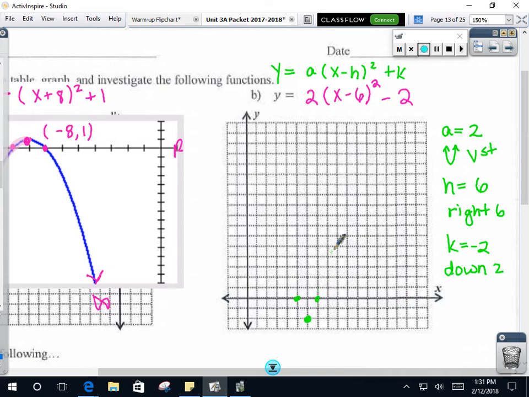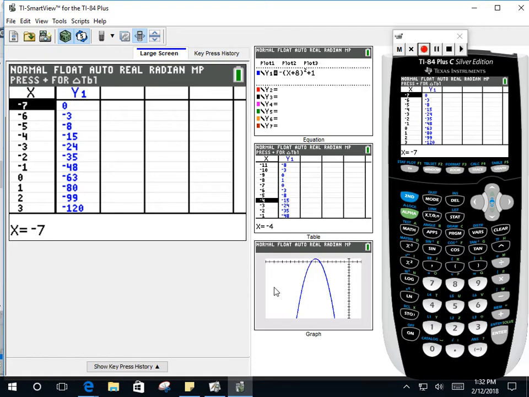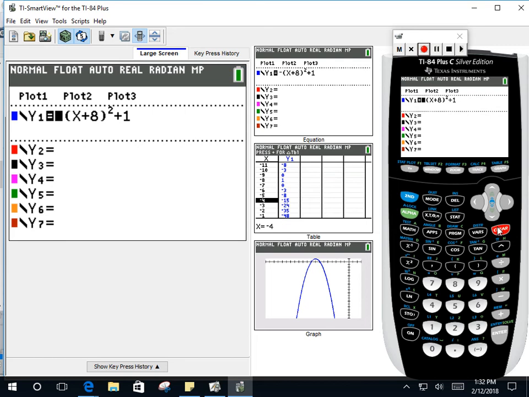Now, to find the rest of the points, we need to graph this in the calculator and go to the table. So y equals 2 parenthesis x minus 6 squared minus 2.